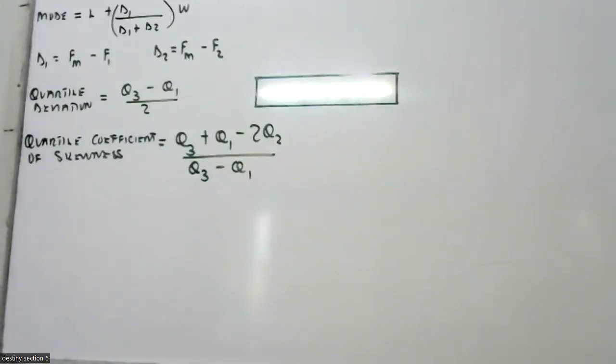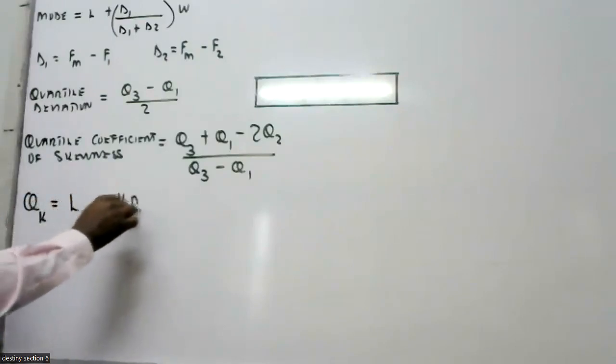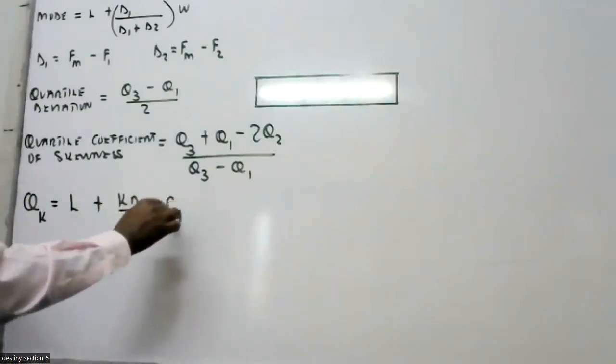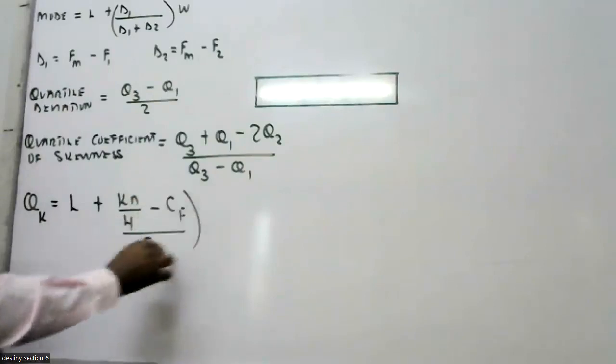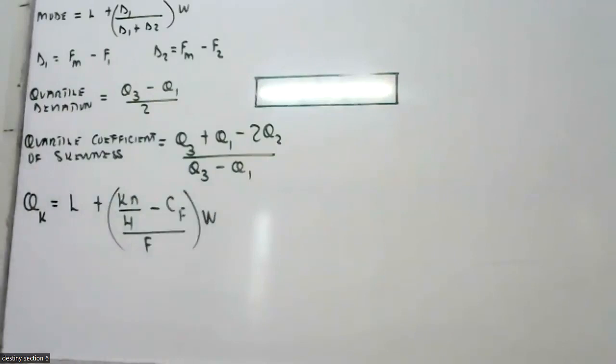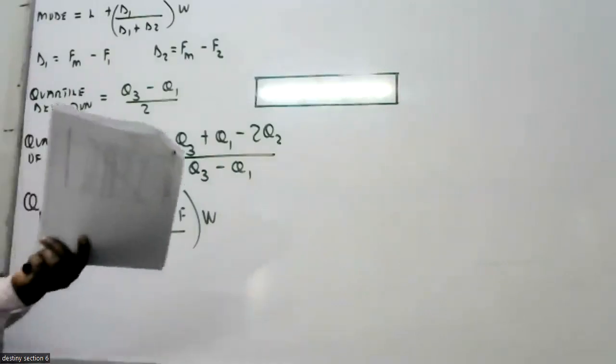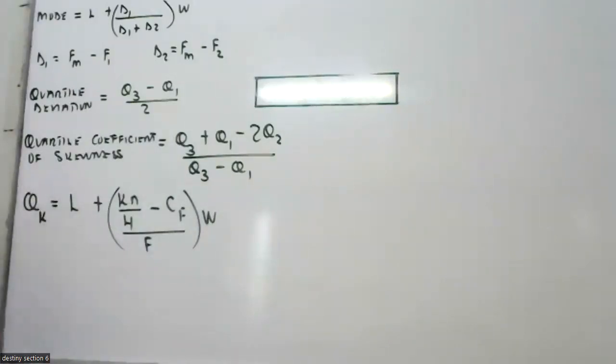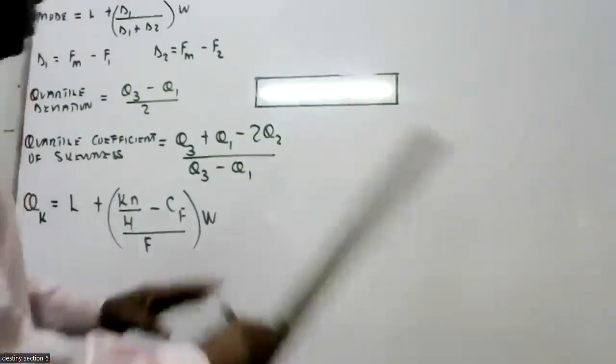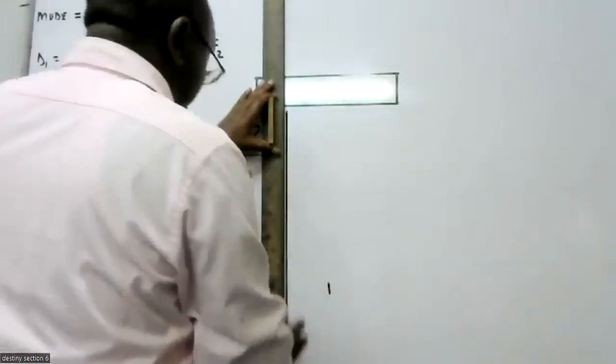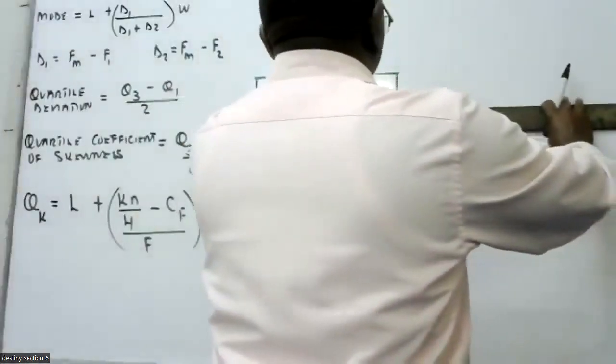So what you can see is that there are a lot of quartiles. And remember that any quartile Qk is given as L plus kn divided by 4, minus the cumulative frequency above, you divide by the frequency of that class, you multiply by the width. So when you have those formulas in place, it now becomes very easy to prepare the analysis table, because you know what it is that you are looking for.